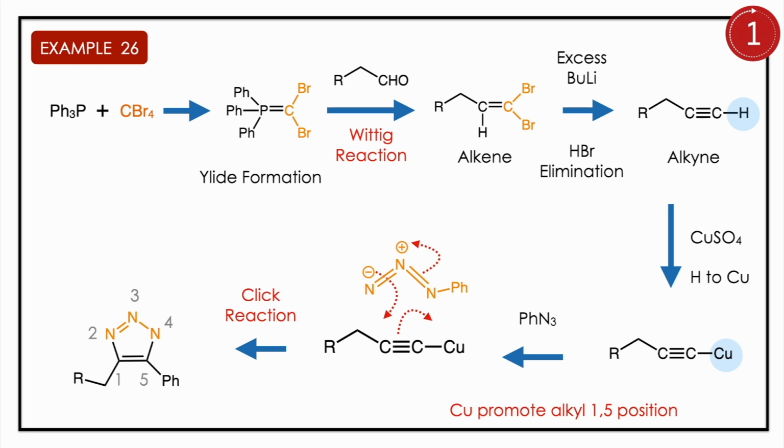With two bromines, when you use excess butyl lithium, you end up with an alkyne. Then you are using copper, which removes the acidic proton, so H becomes Cu. Then you are using an azide, and the azide with the alkyne forms the click reaction. Discussing the click reaction here is beyond the scope. If you are interested, go and search separately what the click reaction is and what its advantages are.